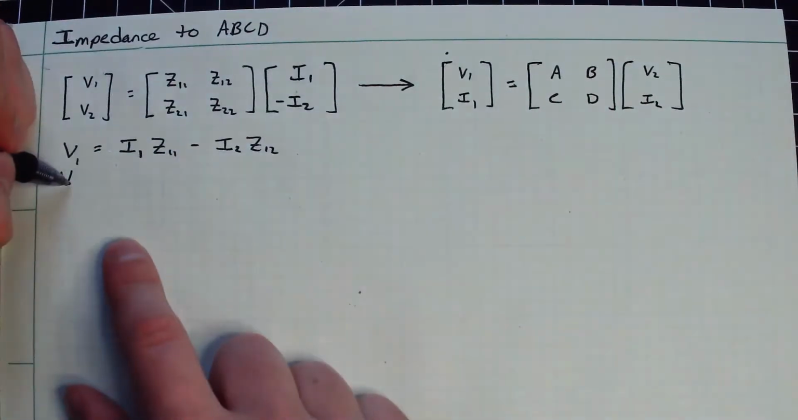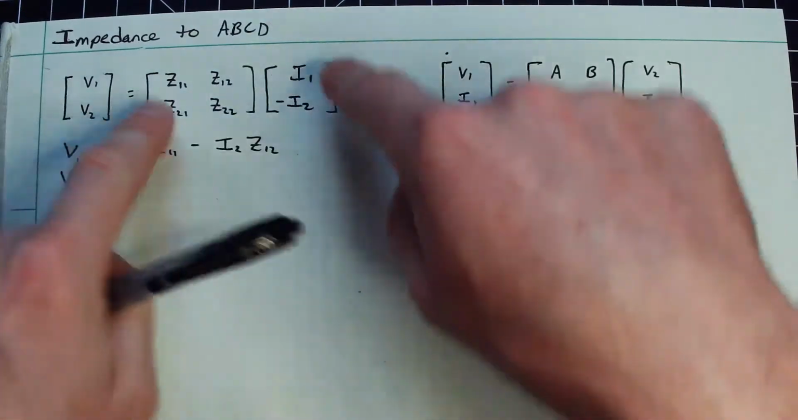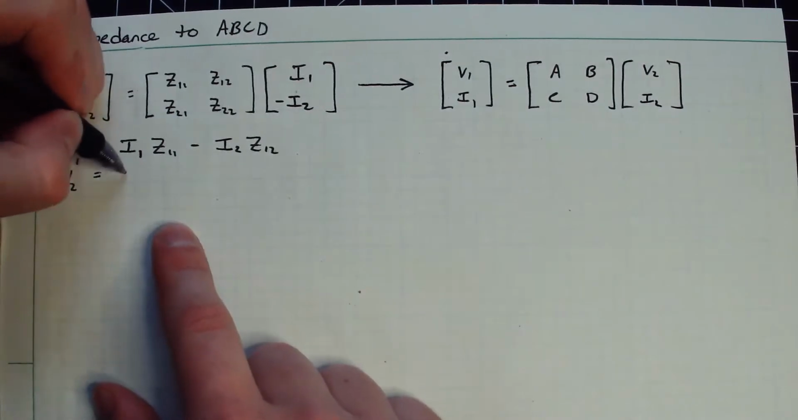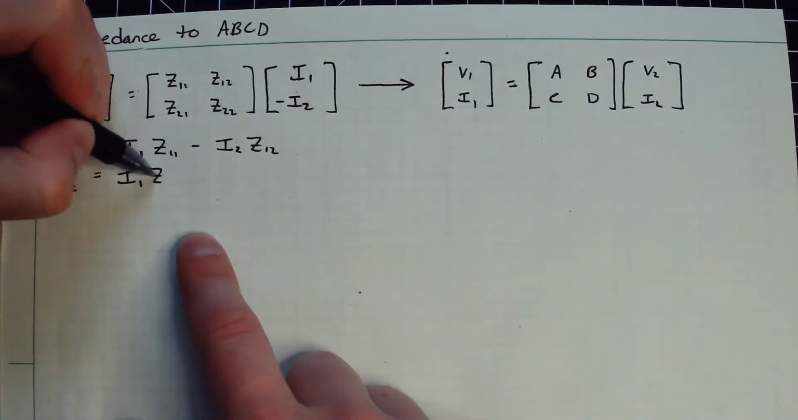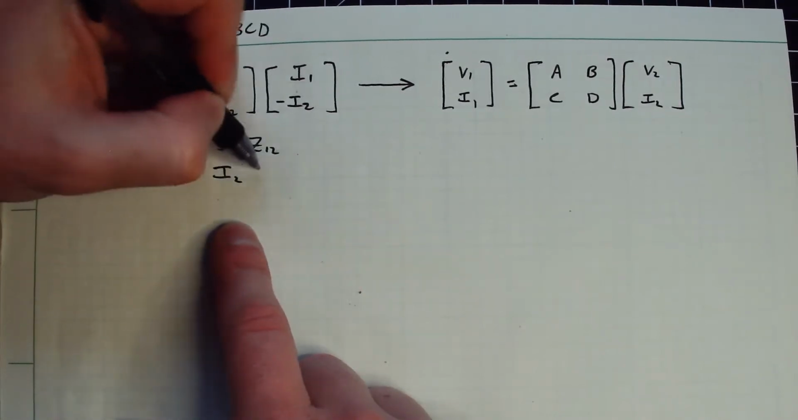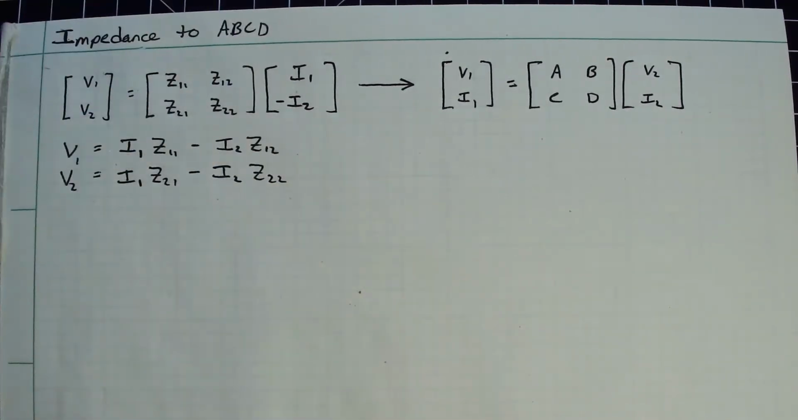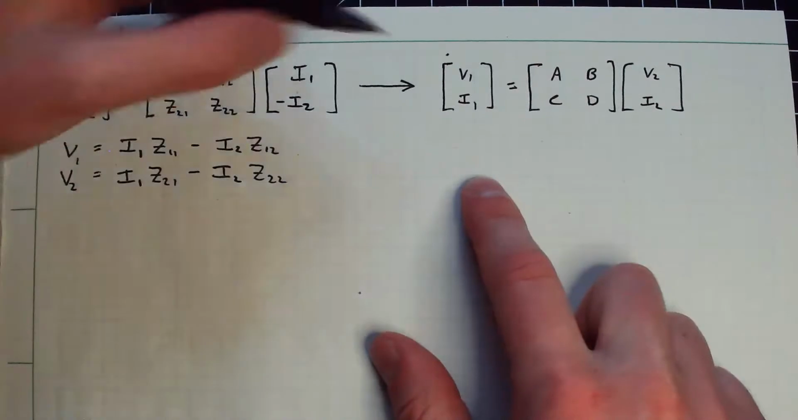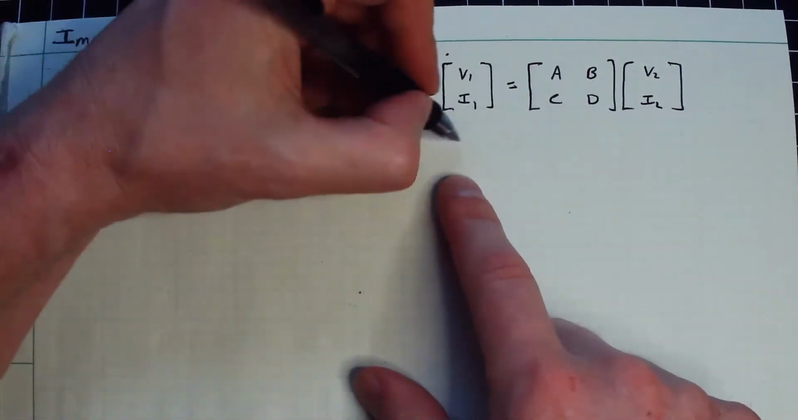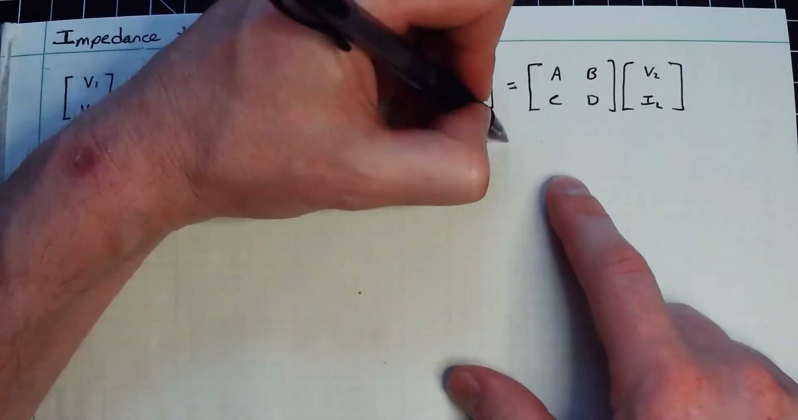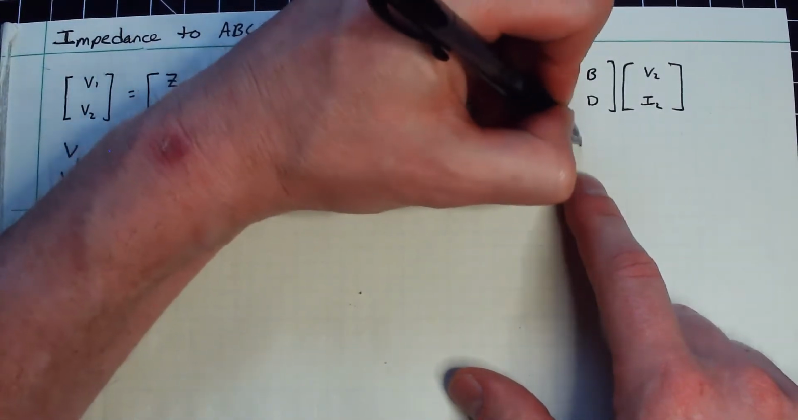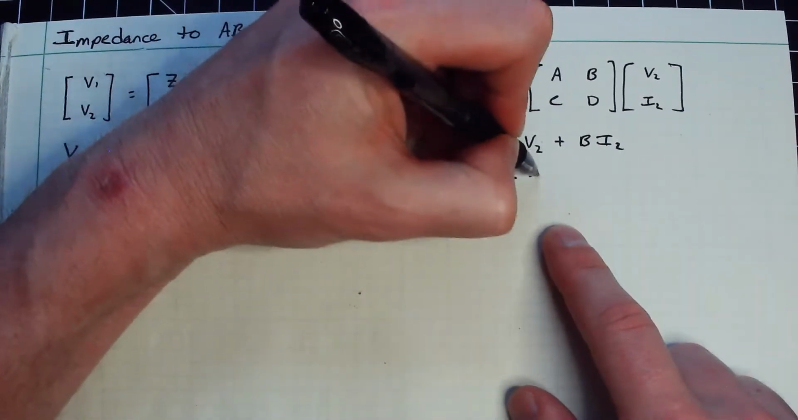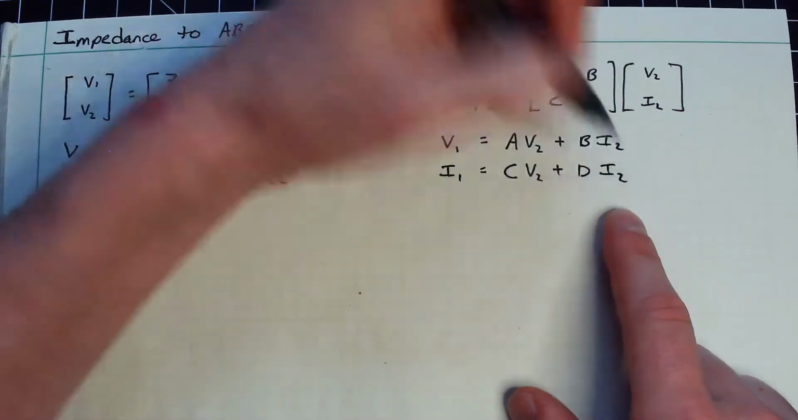So I'm also going to now write the second equation. So you just say V2 is going to be Z21 I1 minus Z22 I2. So I'm going to write that as I1 Z21 minus I2 Z22. So I'm just going to essentially write out the same equations representing this equation over here. So here's a system of linear equations. Here's another system of linear equations. V1 is equal to A V2 plus B I2. And then I1 is equal to C V2 plus D I2, like so.